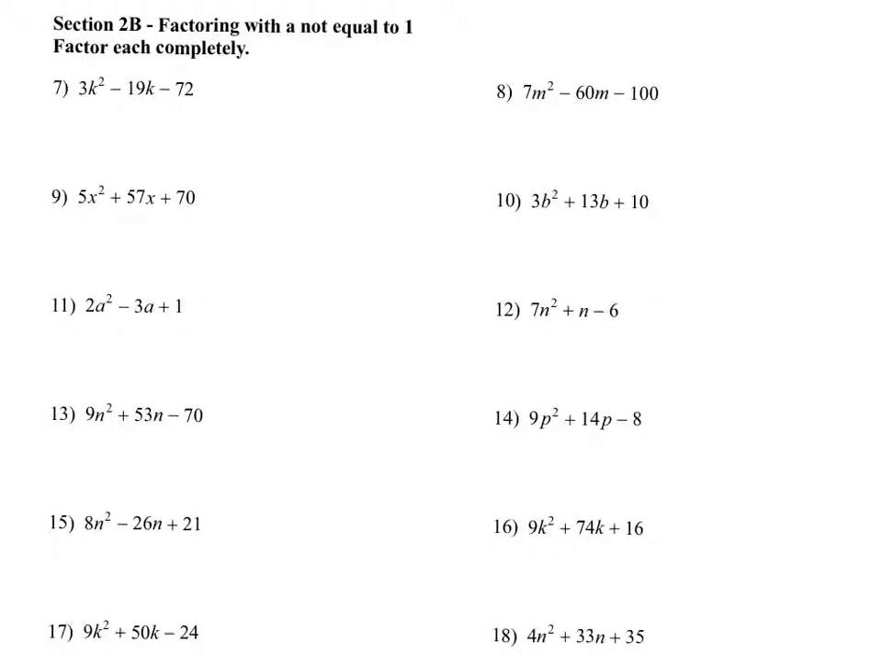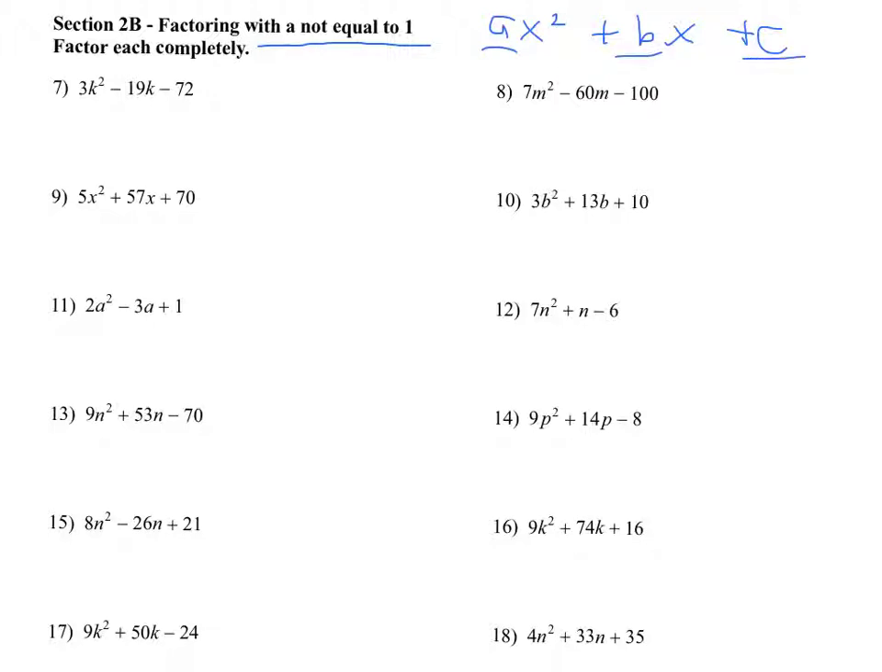In factoring section 2B here, we just got done with 2A, where we factored when A was equal to 1. Now we're going to look at factoring when A is not equal to 1. In other words, in front of that squared term. If you remember, it's AX squared plus BX plus C. When we have a trinomial, A is always what's in front of x squared, B is always what's in front of x, and C is the number of the constant term.